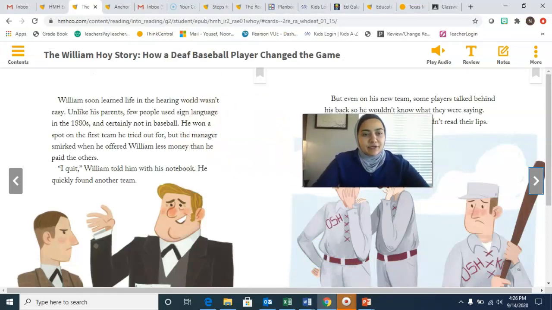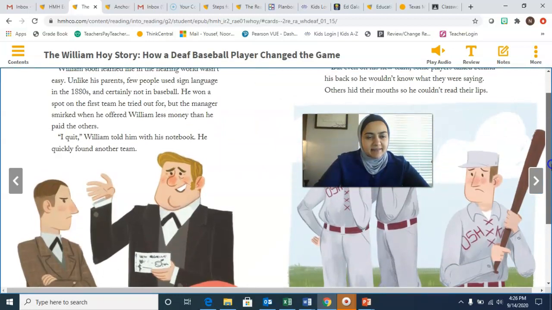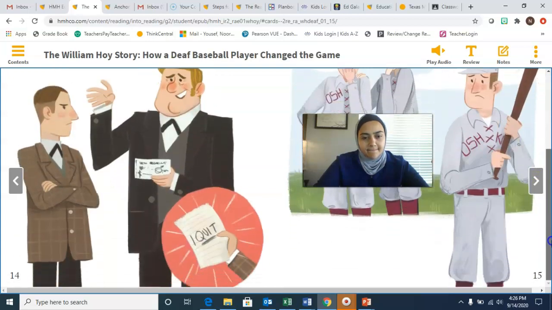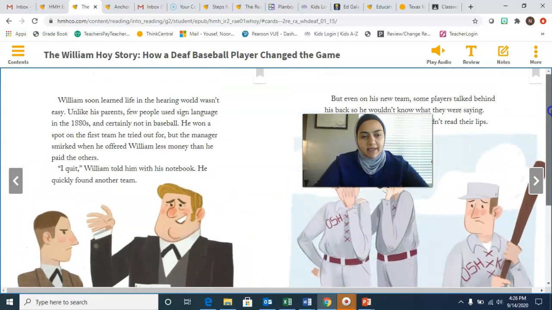William soon learned life in the hearing world wasn't easy. Unlike his parents, few people used sign language in the 1800s, and certainly not in baseball. He won a spot on the first team he tried out for, but the manager smirked when he offered William just money. Then he paid the others. "I quit," William told him with his notebook. He quickly found another team. He was lying to him, right? He was paying everybody. He wasn't paying him.